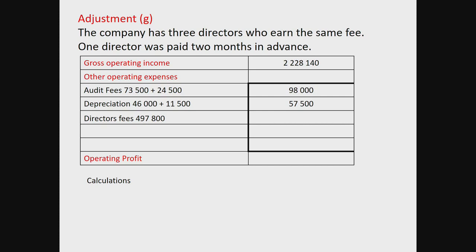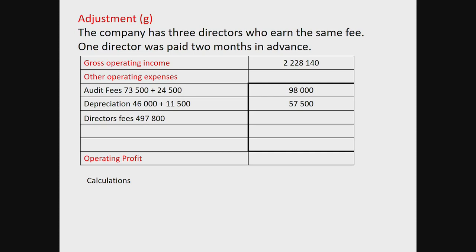Right, so what you see, we did F, so now we're busy with G. So you have the answers of the operating income, you have the answers of the audit fees, which we did earlier, you have the answers of the depreciation, which we did earlier, and now we have to fill in the item, director's fees. So the item is director's fees. We're still busy in the operating expenses section of the income statement.